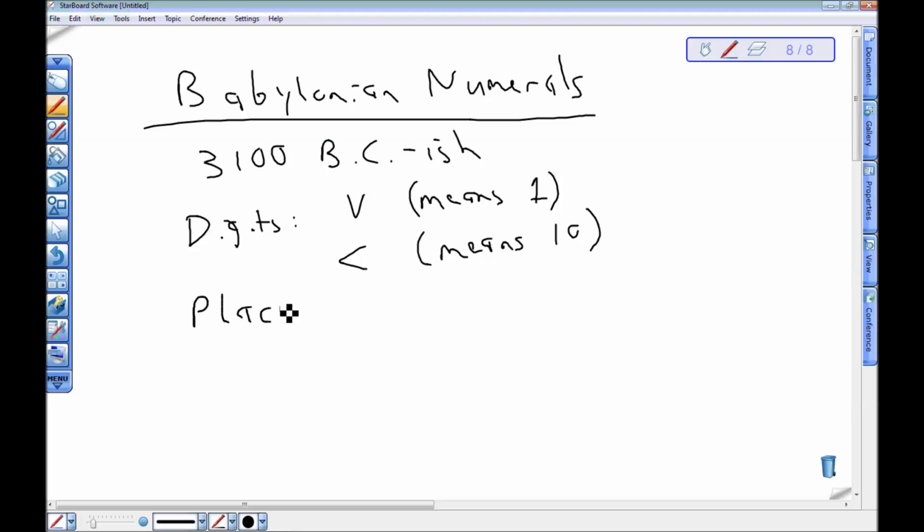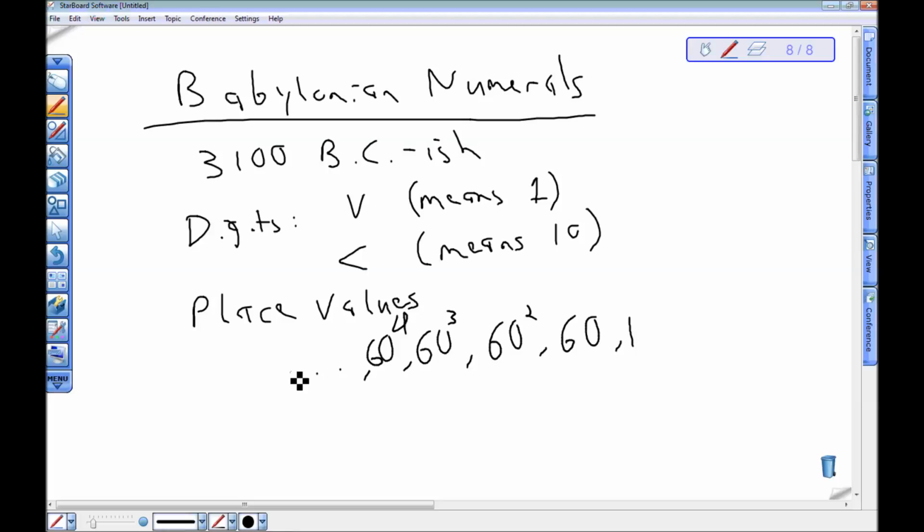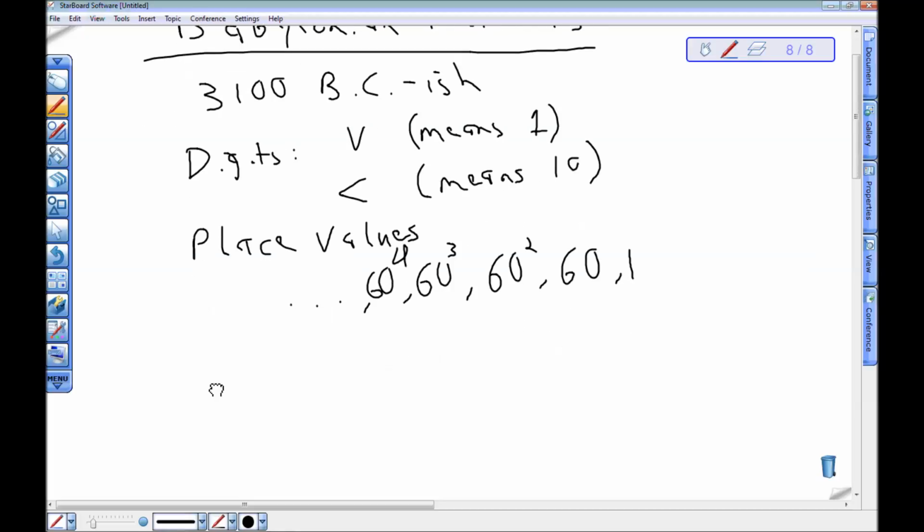The place values in this system were starting on the right with 1, and then 60, and then 60 squared, and then 60 cubed, and then 60 to the fourth, and so on. So that makes this a base 60 system. So each digit goes up in value by a multiple of 60 as I go to the left. All right. And now let's see if we can count in this system.